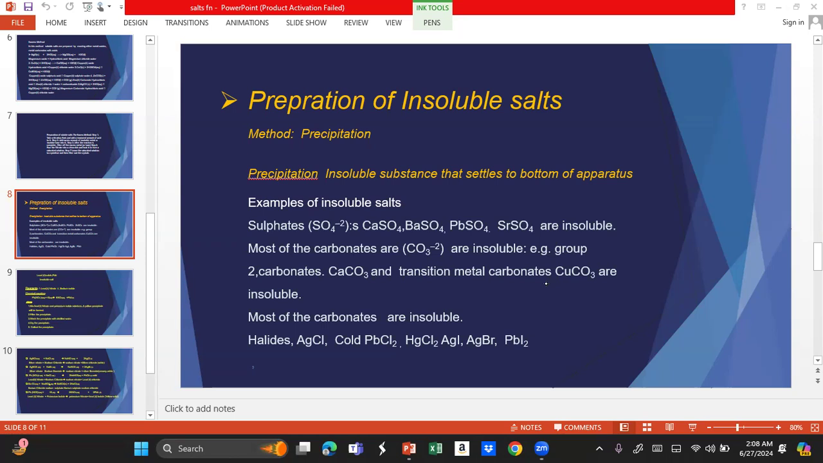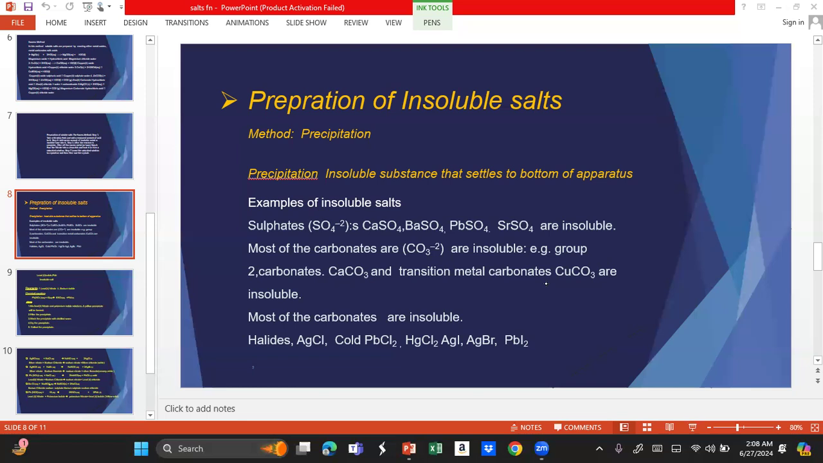A precipitation method is a type of method in which a precipitate is formed whenever two solutions are mixed. Those solutions are usually salt solutions, with the exception of acids. For example, sulfuric acid is also a solution.